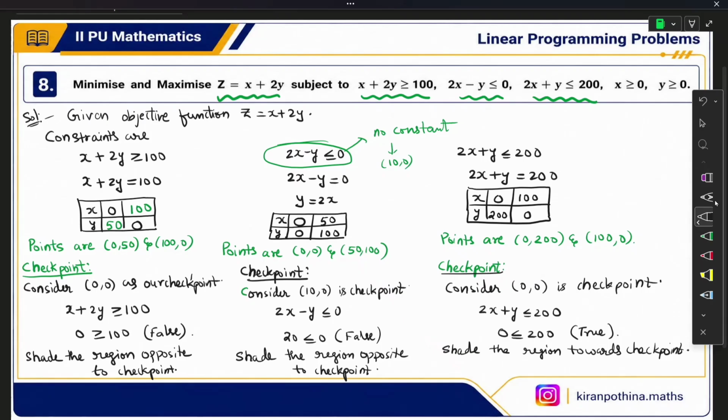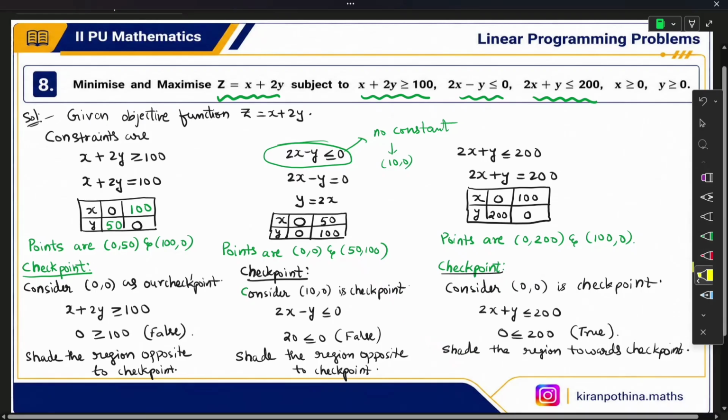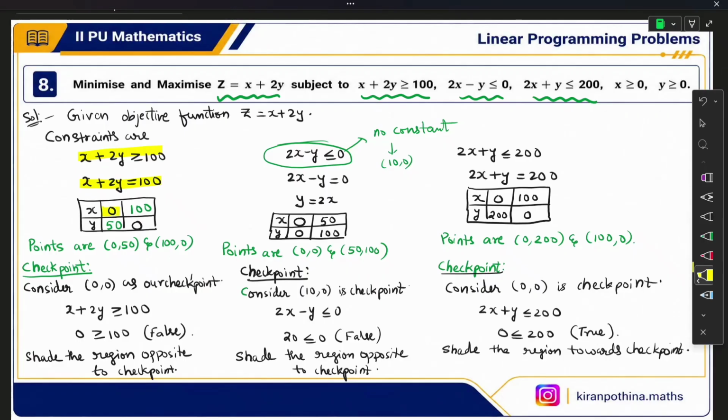Okay, I will repeat once again, you observe, guys. First, the inequality will be converted into an equation. Clear? Now we'll take x value 0, we will get y. Similarly, next we'll take y value 0, we will get x. Next we mention the points, 0 comma 50 and 100 comma 0. Next, for the checkpoint, we take 0 comma 0 whenever we have a constant. But in the second case there is no constant, so we have to take 10 comma 0 as the checkpoint.